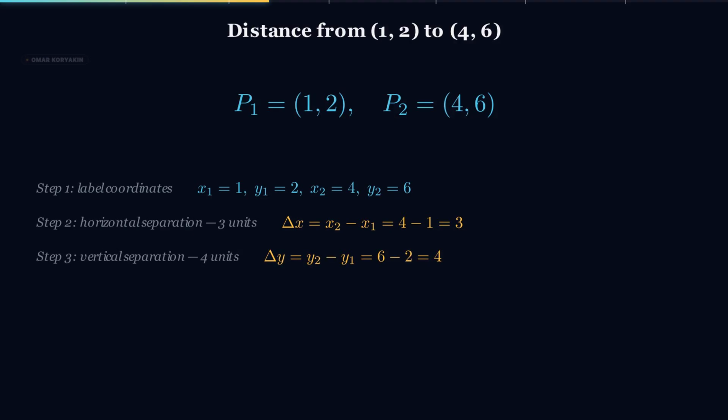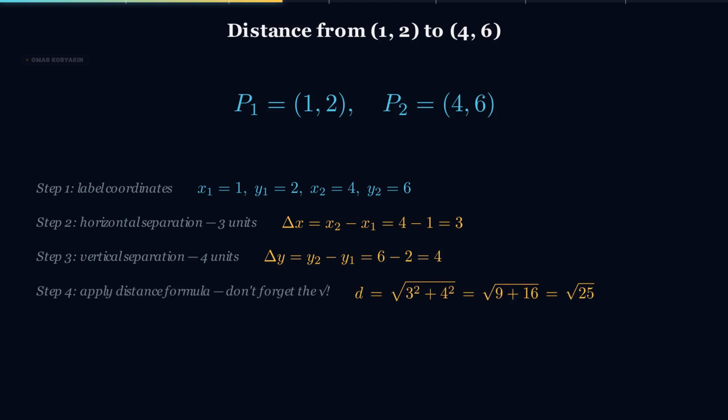Step 3. Apply the distance formula. Distance equals the square root of 3 squared plus 4 squared, which equals the square root of 9 plus 16, which equals the square root of 25, which equals 5. The distance between the 2 points is exactly 5 units.